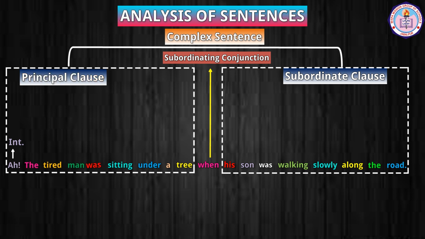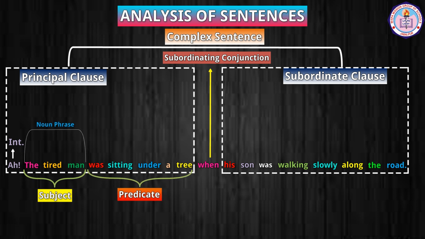The tired man was sitting under a tree. It is analyzed into subject and predicate. The subject is a noun phrase containing a determiner, the, an adjective tired, and a noun man. Here, tired is a participle, a non-finite verb. It is acting as an adjective here because it describes the noun man.